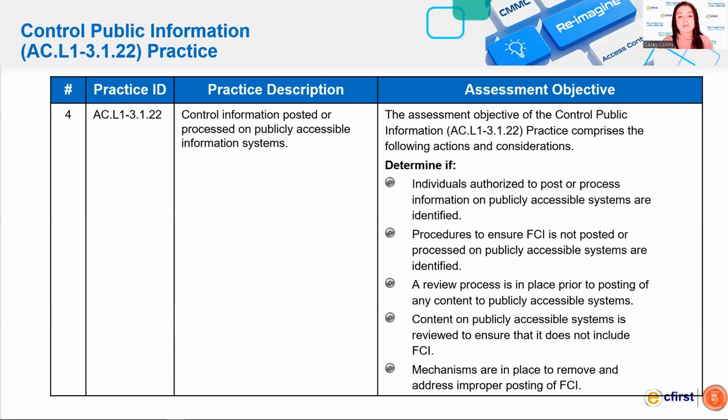Control public information: control information posted or processed on publicly accessible information systems. So individuals authorized to post or process information on publicly accessible systems are identified, so we know who is authorized to do that. Procedures to ensure FCI is not posted or processed on publicly accessible systems are identified, FCI being federal contract information. A review process is in place prior to posting of any content, so someone is doing the checks and balances before actually posting. Content on publicly accessible systems is reviewed to ensure that it does not include federal contract information, and mechanisms are in place to remove and address the improper posting of federal contract information.